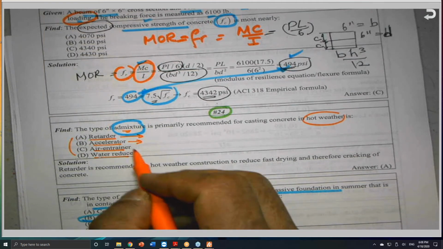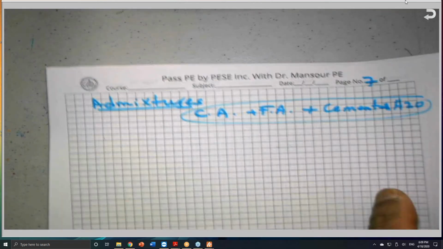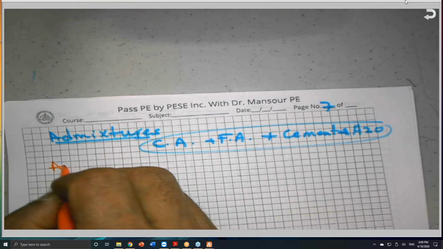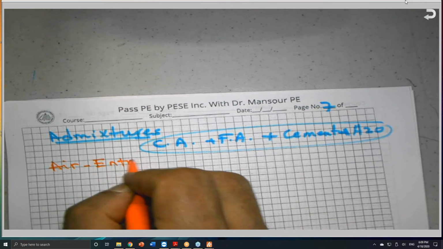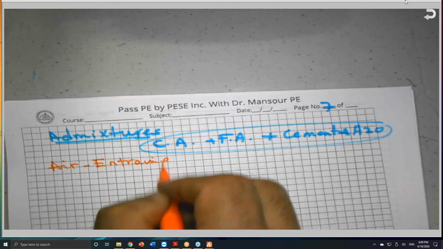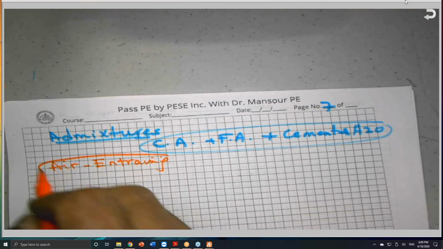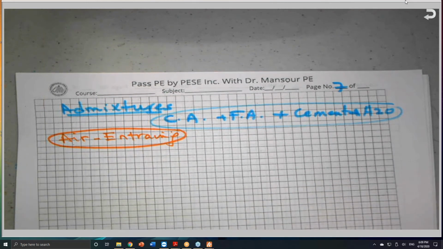Air entraining admixture is one important admixture that we add, and I need you to be aware of that because they might ask you. Air entraining admixture is the type of admixture that will create millions of air bubbles in the mix.